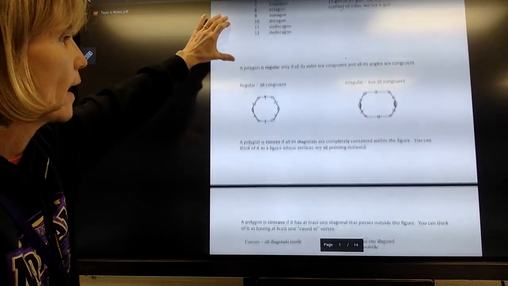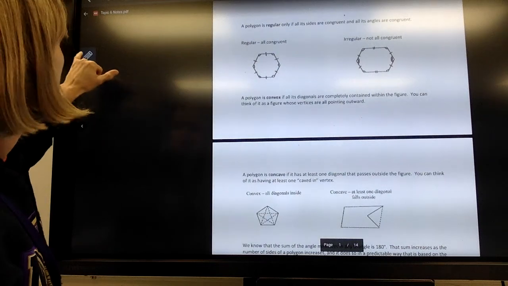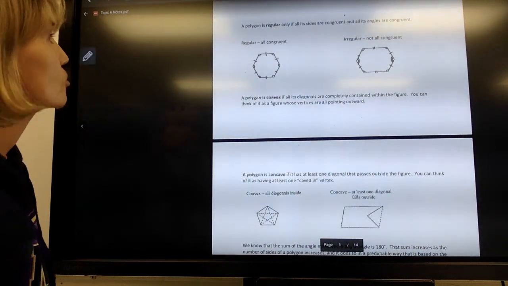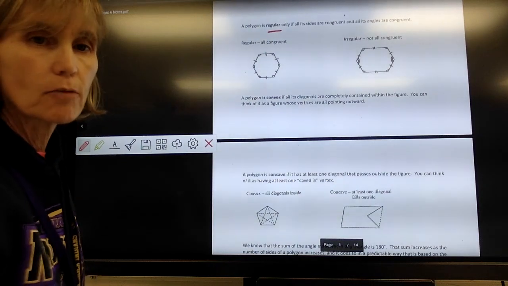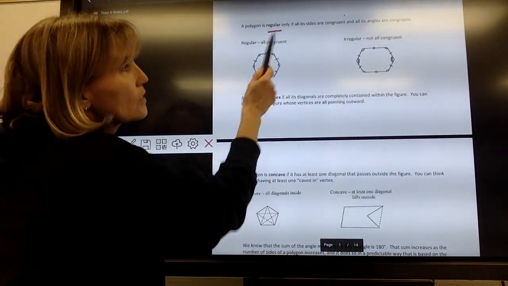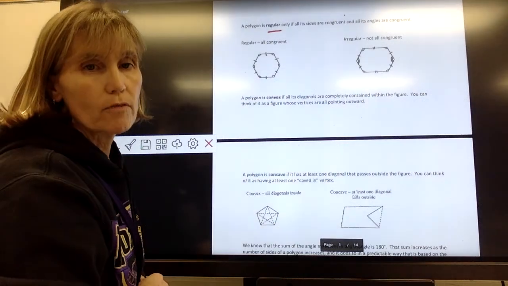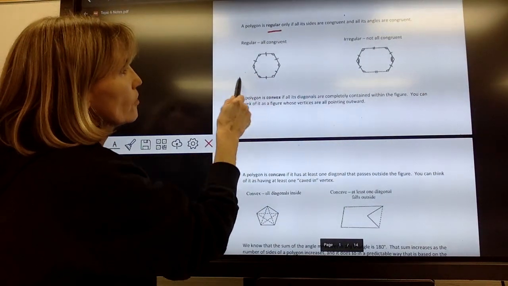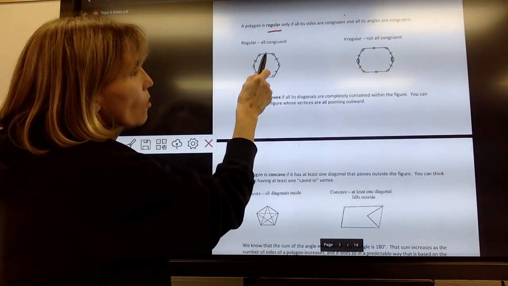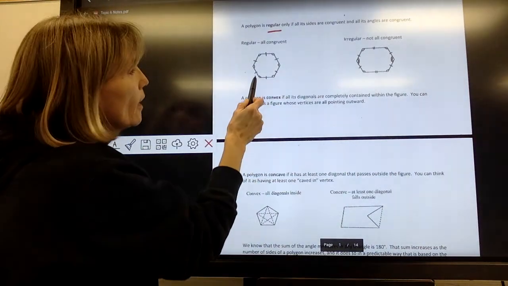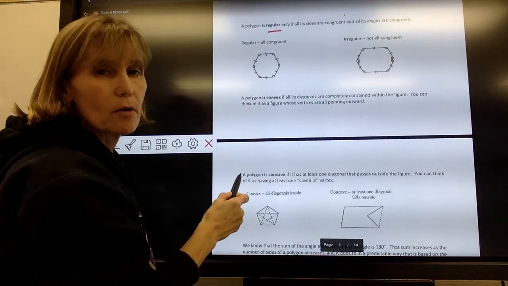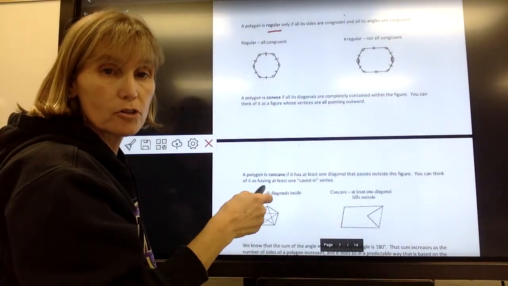A couple of other vocabulary features that you're going to need and be expected to know is, first of all, what a regular polygon is. A figure is a regular polygon if all of its sides are congruent and all of its angles are congruent. You can see in this figure right here, the sides all have the same number of tick marks. That means all of the sides are congruent. And all the angle measures have the same number of arc marks. That means all the angle measures are equal.